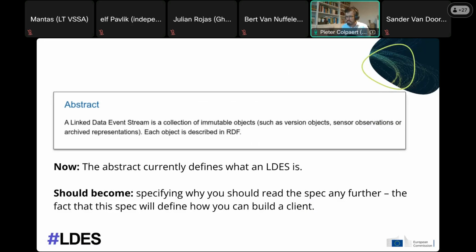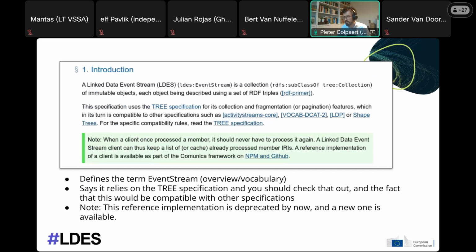In the abstract, we just say a linked data event stream is a blah, blah, blah, just a definition of what a linked data event stream is. Instead, I want to change it to an abstract that really tells why you should read the spec. Now you don't really know why you should read and implement the spec. So I want that consumer-oriented aspect again in it. I wanted to include: do you want to build a consumer that is able to replicate the history, use retention policies, and so on? Then you can continue implementing this spec.